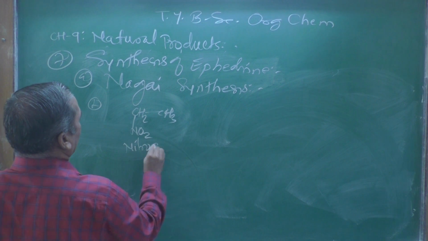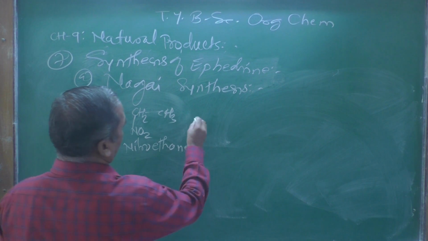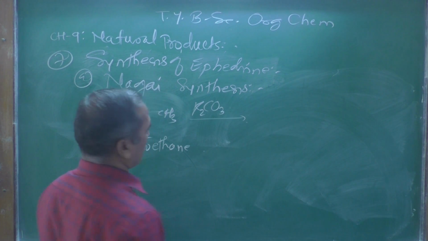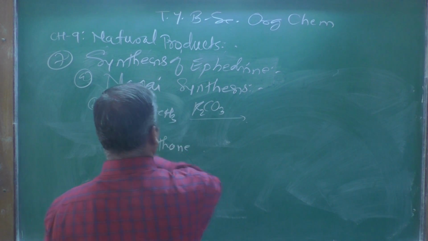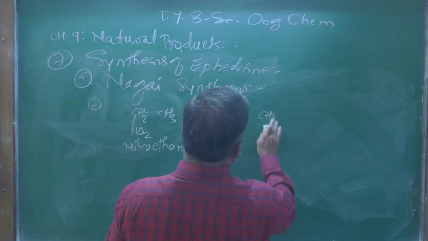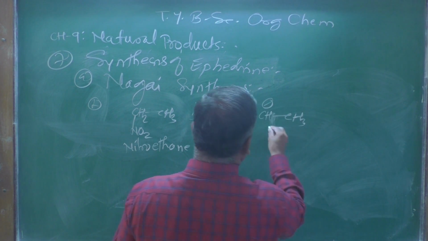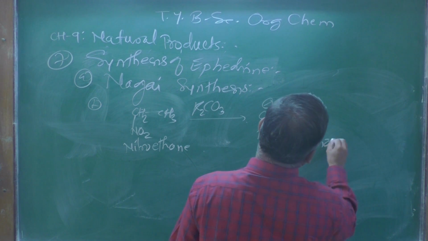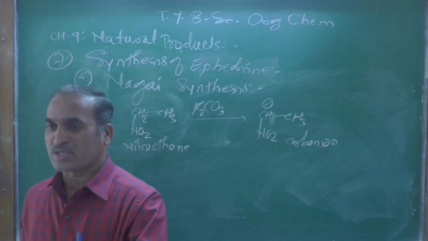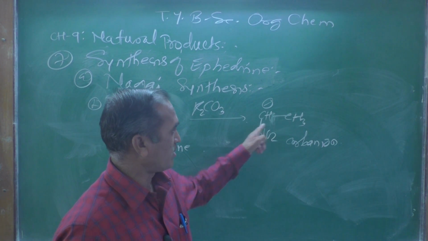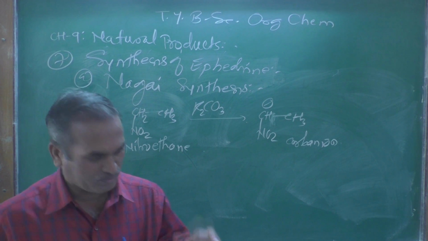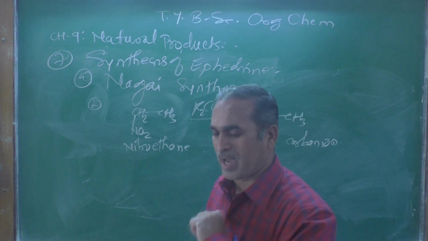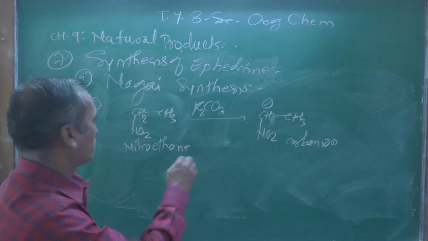This is known as nitroethane, and this nitroethane is treated with K2CO3, potassium carbonate, which is a weak base, which abstracts the proton and forms a carbanion over there, NO2. This carbanion is well stabilized due to resonance, because an electron withdrawing group is present. The nitro group is a very powerful electron withdrawing group. It stabilizes the carbanion, and therefore we got this in the first step.